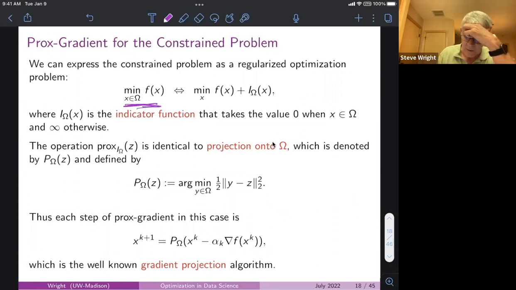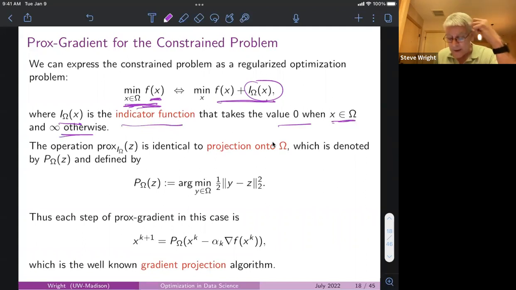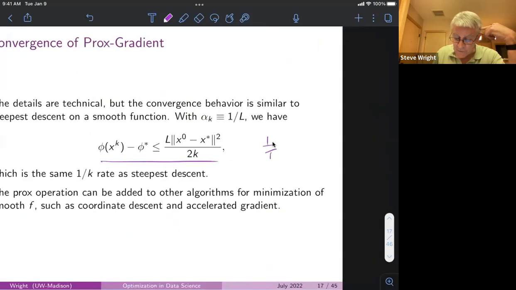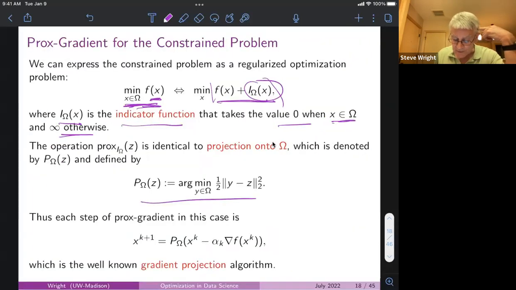Now, an interesting thing to note here is that we can use that regularization formulation to write the constrained problem. If I'm minimizing f over the set omega, I can rewrite that as an unconstrained problem where I'm adding on a regularization term, which is an indicator for the set omega. This indicator function has value 0 when you're inside the set and infinity otherwise. And I can treat that as a regularized optimization problem. If you apply this prox gradient method to this formulation, you actually end up with something called the gradient projection algorithm. The gradient projection algorithm just says, take a negative gradient step in f and project back onto the set omega.